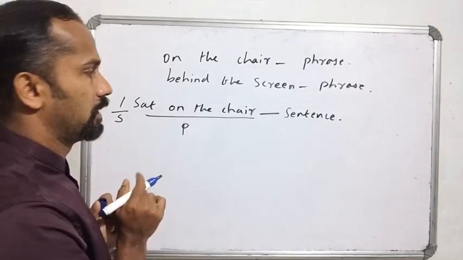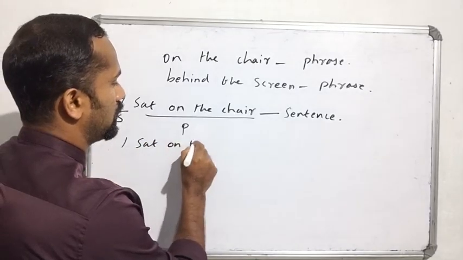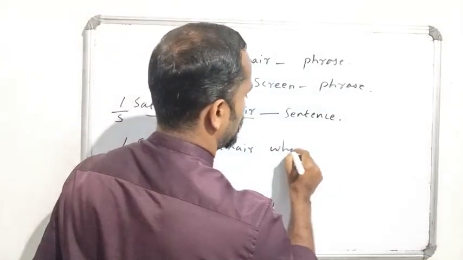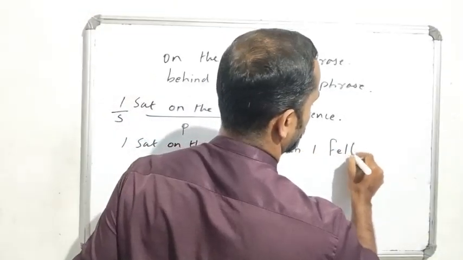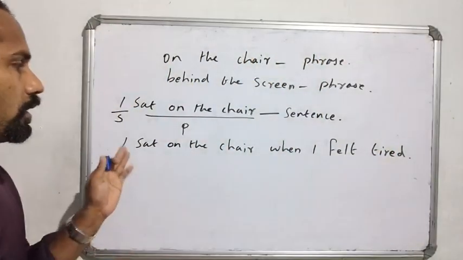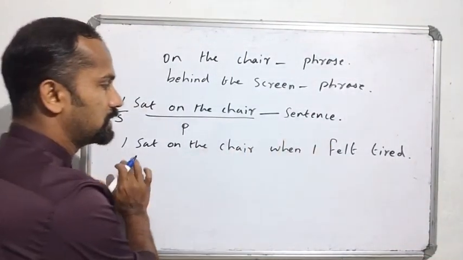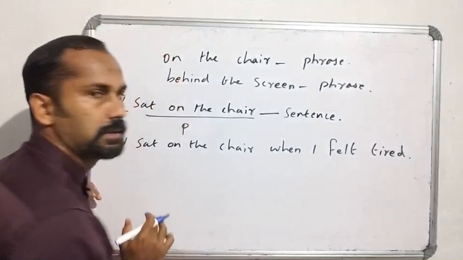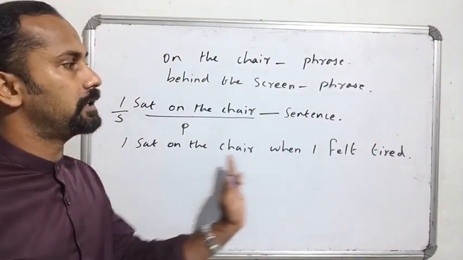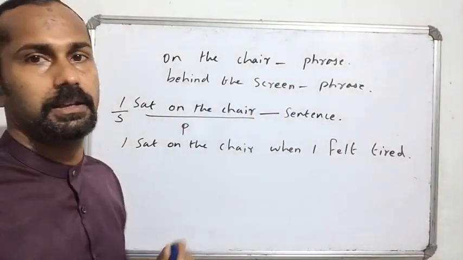But if I write like this, I sat on the chair when I felt tired. Okay, I sat on the chair when I felt tired. We can say that these complete words make a sentence. These complete words make a sentence.